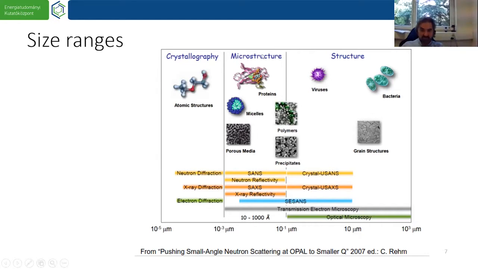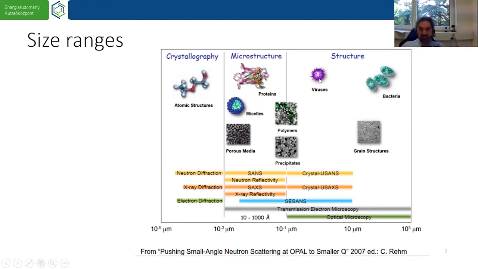Now the microstructure, which is exactly the domain of the small angle scattering, here we see the small angle neutron scattering, reflectivity, X-ray scattering, and X-ray reflectivity. So the size is between 1 nanometer and 100 nanometers. So the systems I have listed in the previous slide.